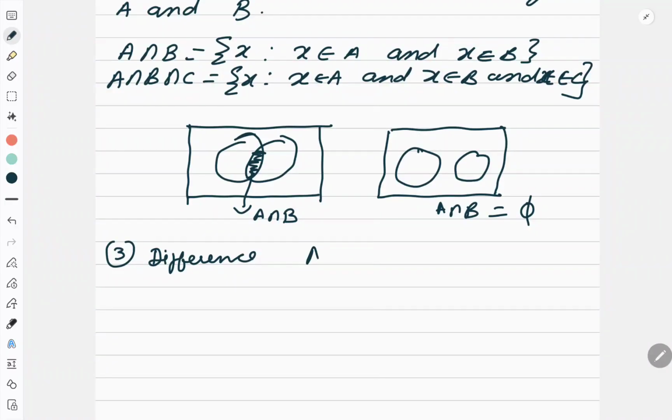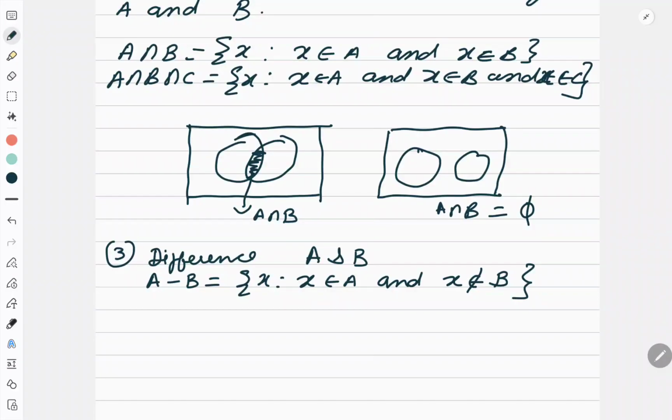Now again, if A and B are two sets, then A minus B is X such that X belongs to A and X does not belong to B. So I can say if A and B are two sets, then A minus B is a collection of all the elements which belong to A and do not belong to B. Same way, B minus A has all the elements X such that X belongs to B and X does not belong to A.